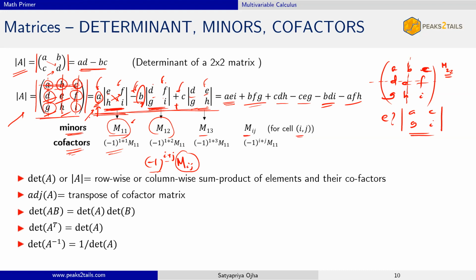How do I remember? Very simple. This is the formula: -1 to the power i plus j. In the first element, i is 1 and j is 1. So i plus j is 2. So -1 whole square, which is +1. If you look at the second entry, which is -b, how did I get the -b? Because the position of b is i equal to 1 and j equal to 2. i plus j is 3. So -1 to the power 3, that's -1. That's why you get a negative sign.